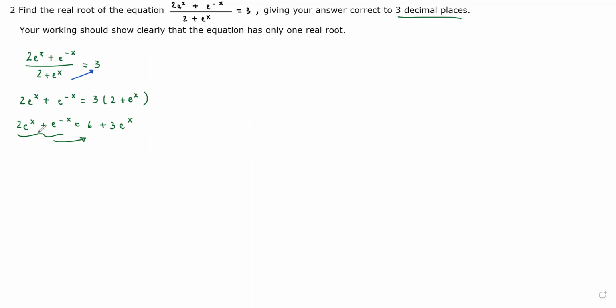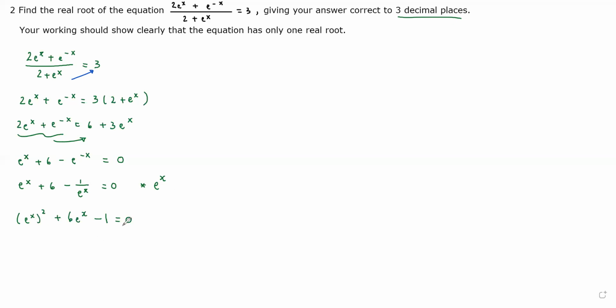3e^x - 2e^x is e^x, plus 6 minus e^(-x) equals 0. e^(-x) is 1 over e^x, and we can multiply this equation throughout by e^x to eliminate the denominator. That gives us the square of e^x plus 6e^x minus 1 equals 0.